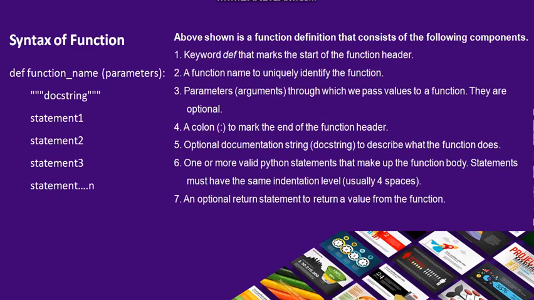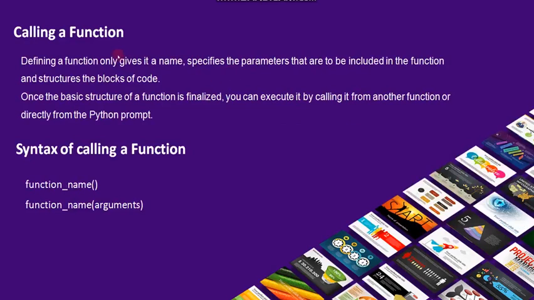So let's go with the next, calling a function. So a function can be called. Fine. The definition we saw. Now how can we execute the function? Once we define a function, we can execute that function as many times as we need, staying in a program or staying outside the function. So defining a function only gives its name, specifies the parameters that are to be included in the function, and the structure of the blocks of code.